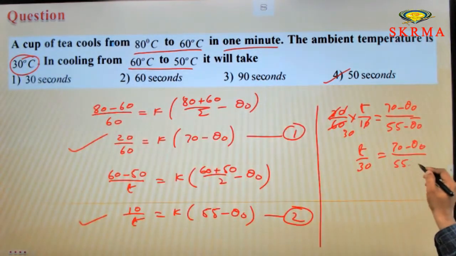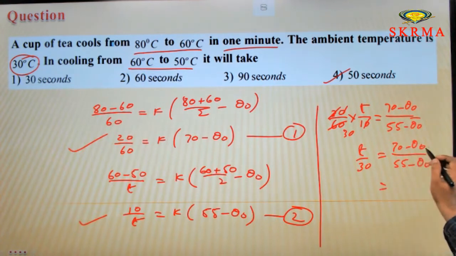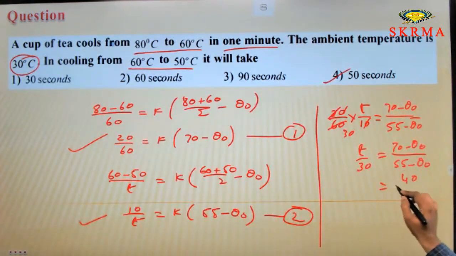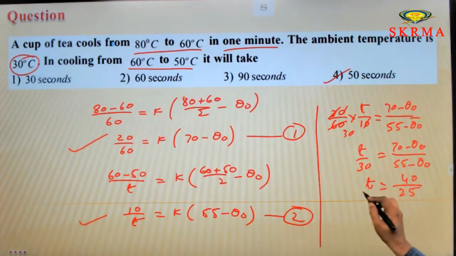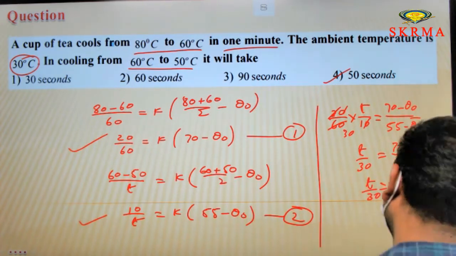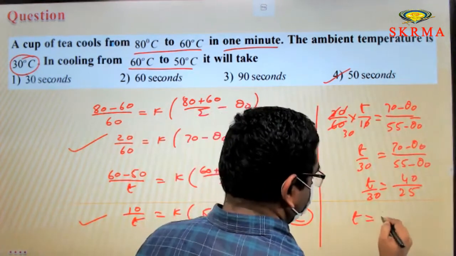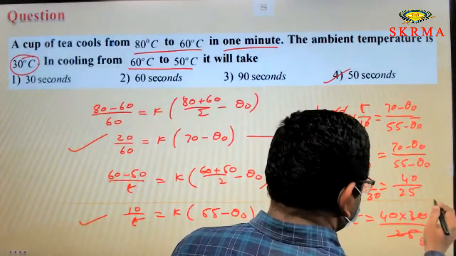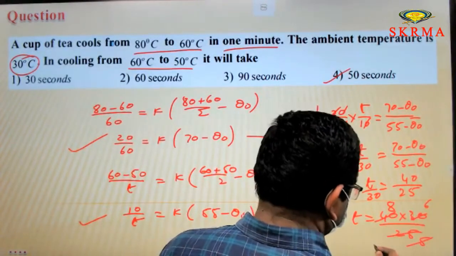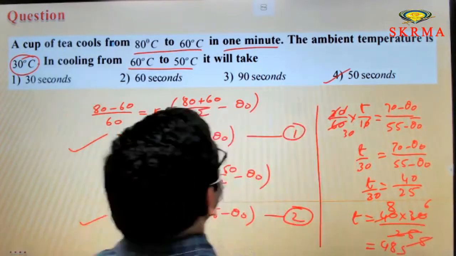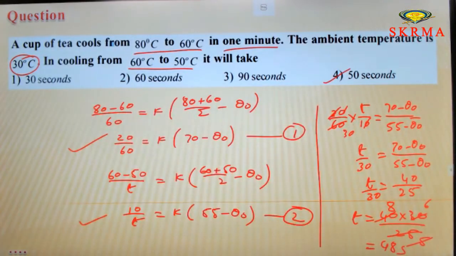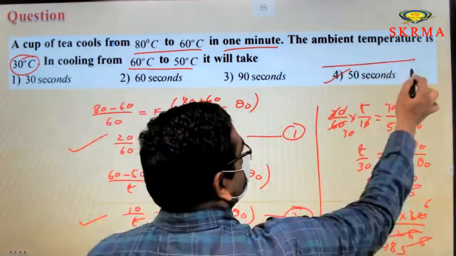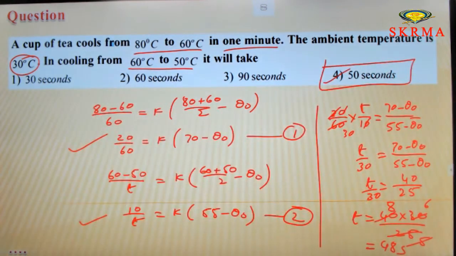So 55 minus theta naught, theta naught value is 30, so that it is 40 by 25. This is t by 30. So solve this one further. t equal to 40 into 30 by 25. So 5 times 6 times, this one 8 times, 48. 48 seconds is the answer. So the nearest answer is 50. So take the answer as 50 seconds, because this is very near to the 48 we got.